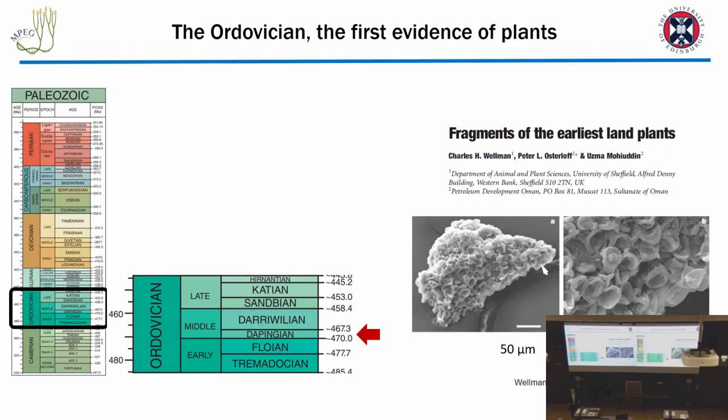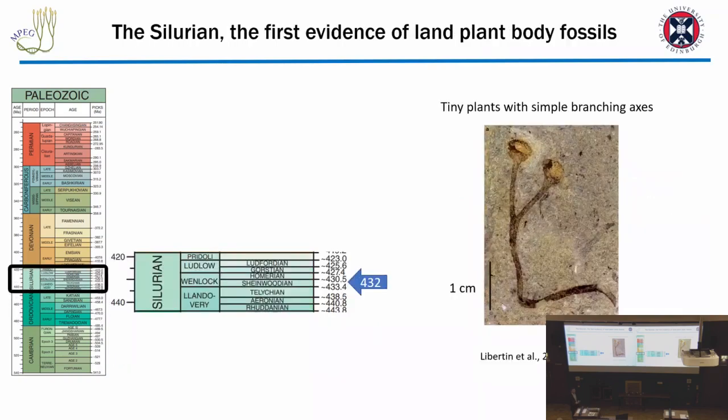But sadly, we have to wait another 40 million years to actually have any idea what the plants were that were producing them. So skip forward to the Silurian period, and 432 million years ago represents a really key time during plant evolution, because this is the earliest time point where we actually are able to find plants that look like plants, and they're termed the body fossils.